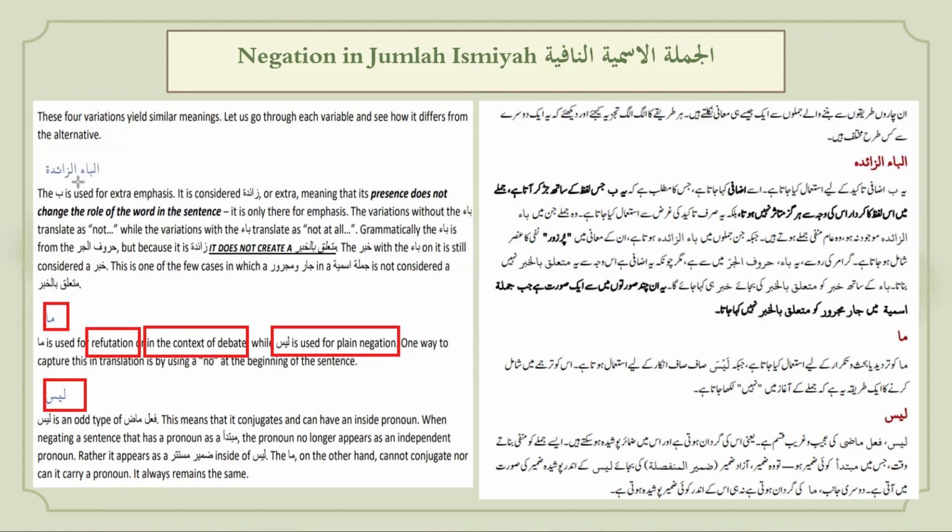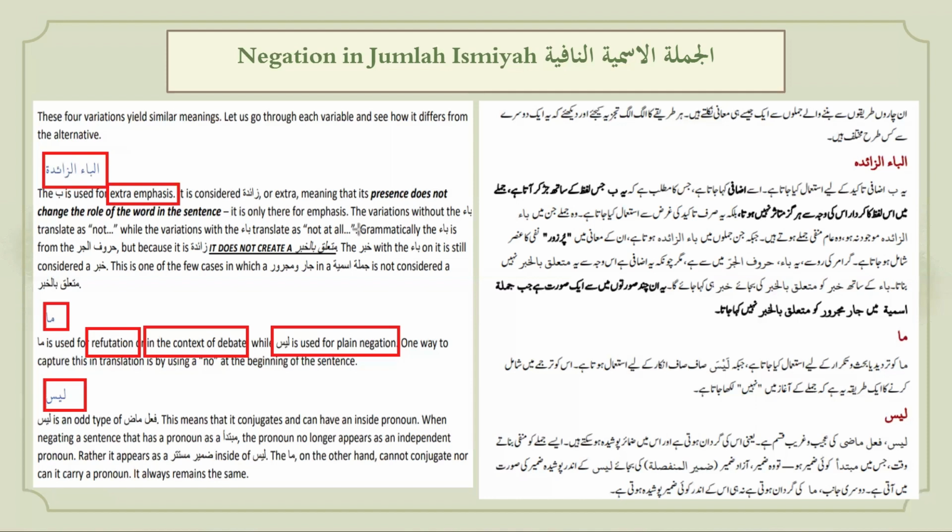Okay, and then ba zaida is used for extra emphasis. Like you can have mansoob khabar, but if ba zaida is there, then it is used for extra emphasis. It is considered zaida and extra, meaning its presence does not change the role of the word in the sentence. It is only there for emphasis. So the variations without the ba translate as not, while the variations with the ba translate as not at all. So ba zaida imparts the meaning of not at all.